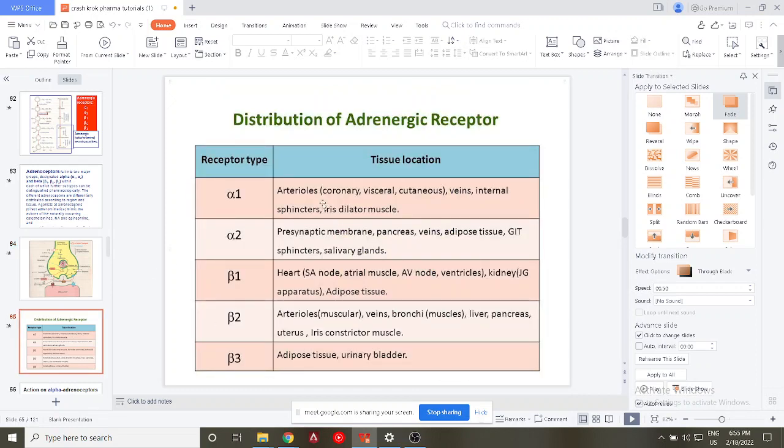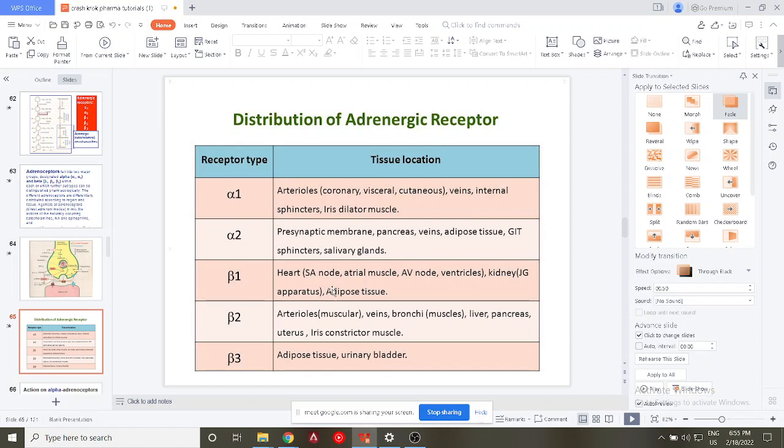Okay, so now we're going to talk about the location of the receptors. Alpha 1 is located on the arterioles or veins or internal sphincters or iris dilator muscles. That's why it causes mydriasis, because it works on the iris dilator muscles. Then alpha 2 is located in the presynaptic membrane, the pancreas, the veins. Then beta 1 is located in the heart. Take note, this is very important. Beta 1 is located in the heart, the kidney, or the adipose tissue.